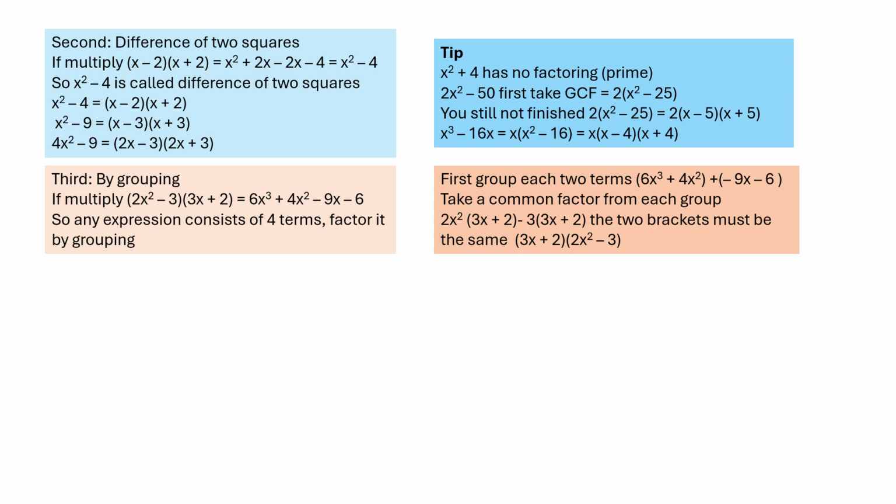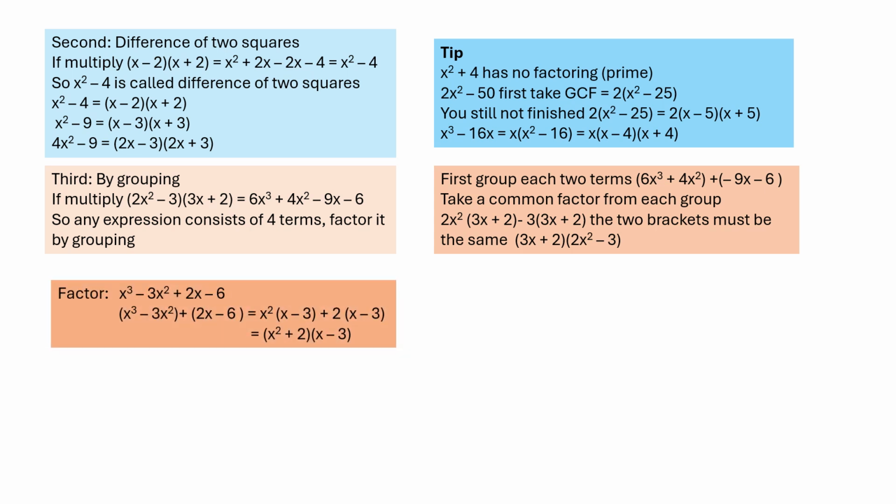Take a common factor from each group. So 2x squared times (3x plus 2), and take negative 3 as a common factor. Take care, negative 3, not 3, because the two terms inside the second bracket are negative. So you will have (3x plus 2). Look, the brackets must be the same in this type, to be sure you are right. So the two brackets are repeated exactly the same. So take the bracket as a common factor: (3x plus 2) times (2x squared minus 3). This is called factoring by grouping.